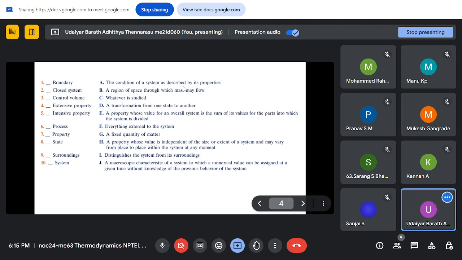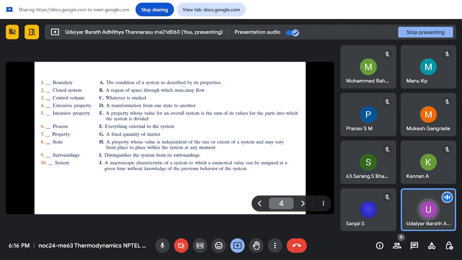7, property. So property is option J, a macroscopic characteristic of a system to which a numerical value can be assigned at a given time without knowledge of the previous behavior of the system. That is the definition of property. What it means is there is a numerical value which can be assigned to that property, and it doesn't depend on its previous value. It doesn't depend on its history, how it went and which state it was in previously. At a given state, it will have a certain numerical value. So that's what is property. That corresponds to J.